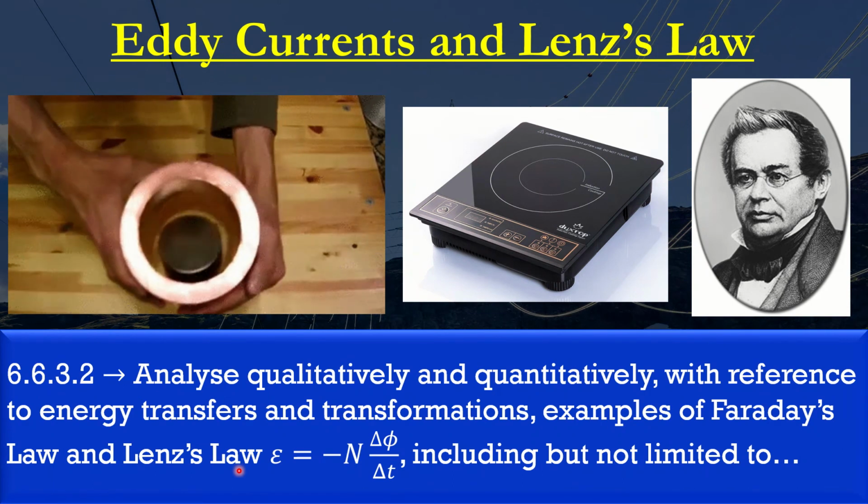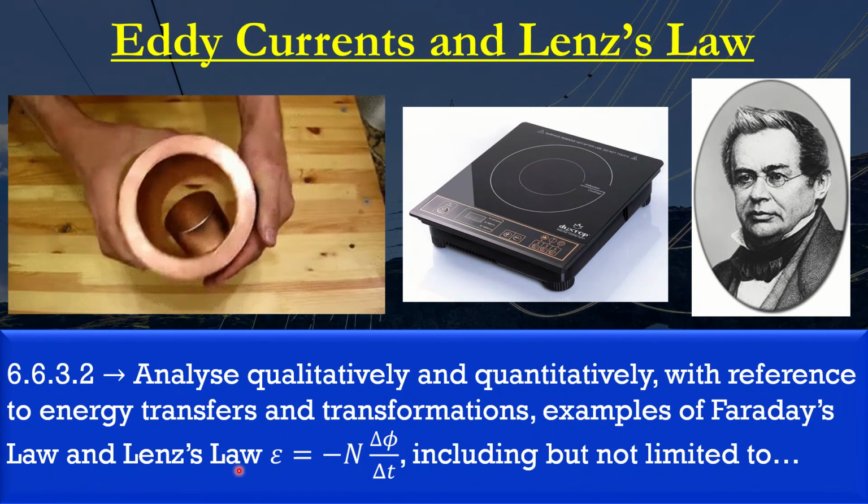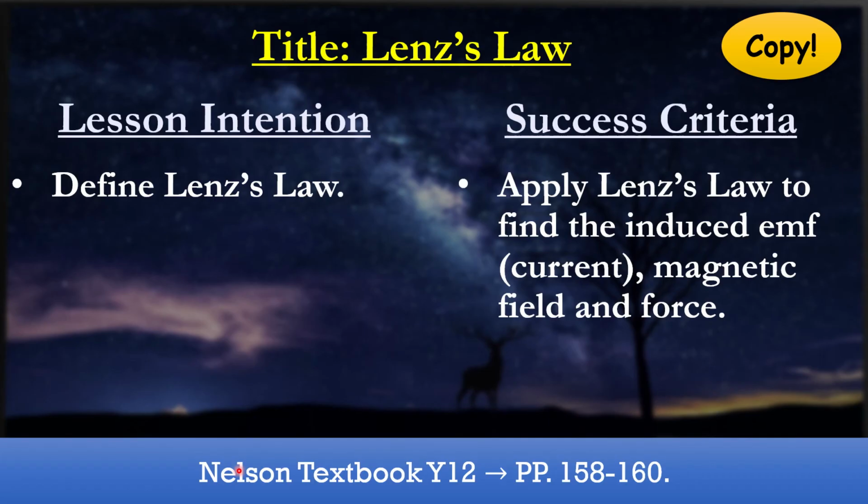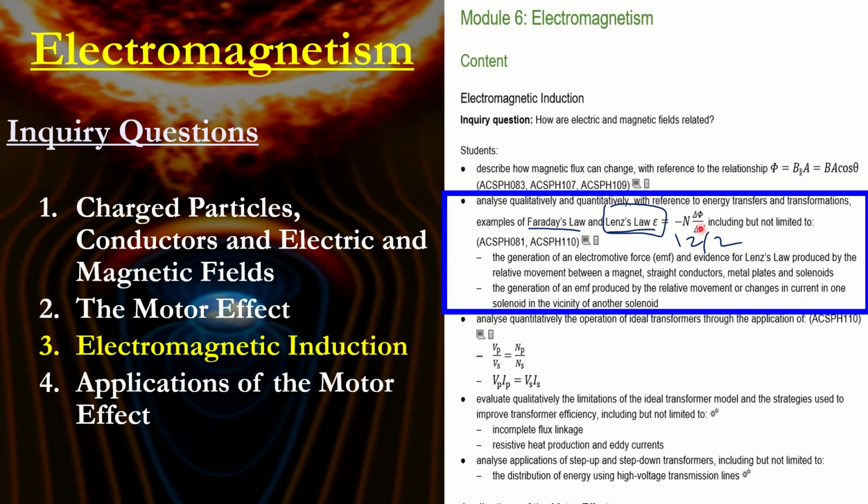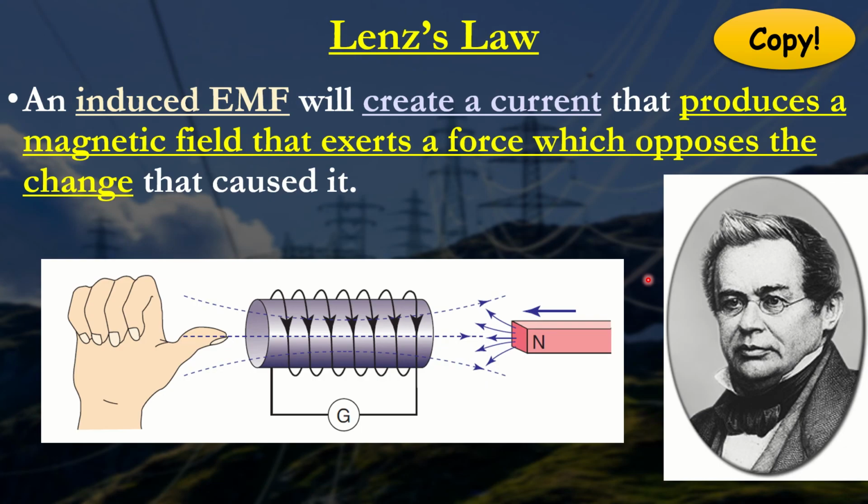Today's scenario we're going to look at is for straight line conductors, and then we'll do one for solenoids. So we are looking at this one here. It says the generation of an electromotive force and evidence for Lenz's law produced by relative motions between magnets, straight conductors, metal plates, and solenoids. So we're going to look at this one here, and then we can look at the two different solenoids later on. Scenarios, here we go.